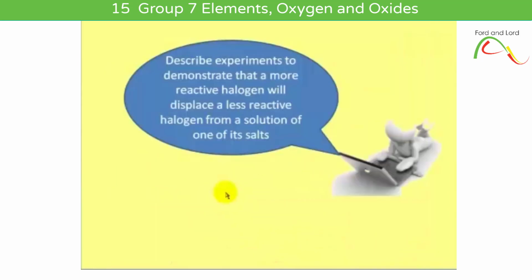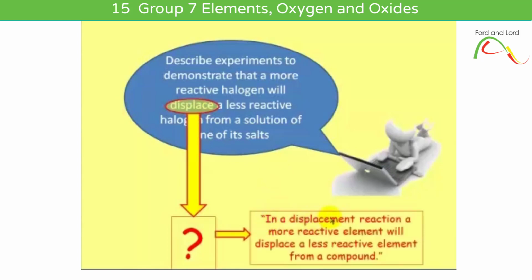Now, the specification also asks us to describe experiments to demonstrate that the more reactive halogen will displace a less reactive halogen from a solution of one of its salts. Let's just pause here a second and think about this term, displace. So, what does displace mean? Let's define it. In a displacement reaction, a more reactive element will displace a less reactive element from a compound.